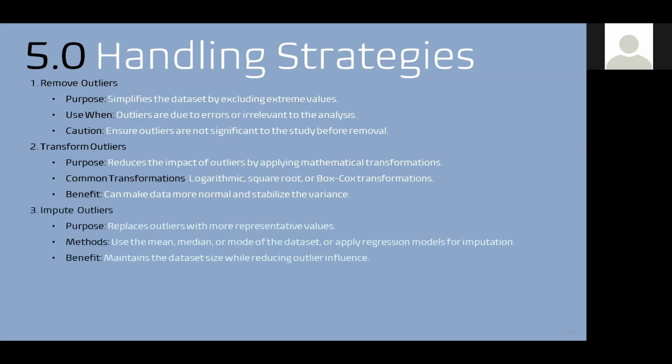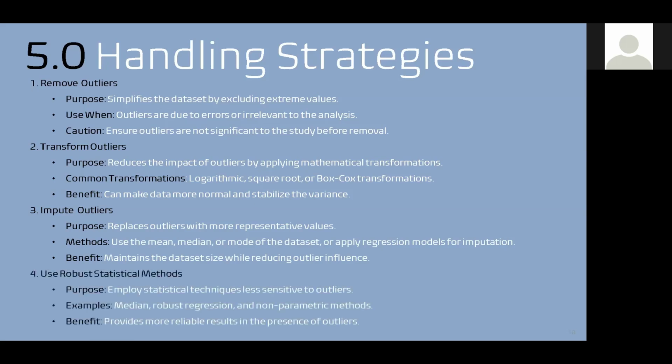The third is to impute outliers, where you are replacing the outliers with other values. They can be the mean, median, stuff like this. And the fourth one is more of a statistical method. I'm not getting into it. Eventually, you are using statistical methods which are less sensitive to outliers.